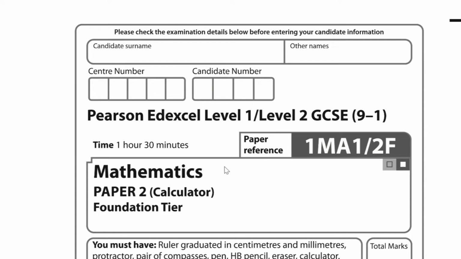This is the Edexcel GCSE 9-1 Maths Foundation Paper 2 from the November 2021 series, and this paper is a calculator paper.